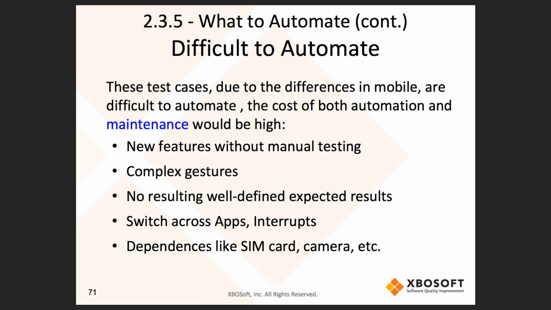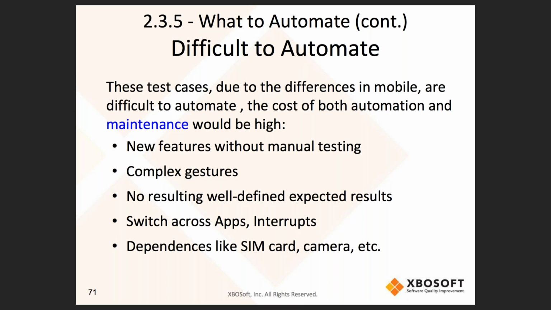If you're going to be switching across apps, if there's an app that's interacting with another application, that can create a problem also if that's its proper operation. That can be difficult to automate. And then dependencies like SIM cards, cameras, and so forth that could be different across different applications or different across different devices.